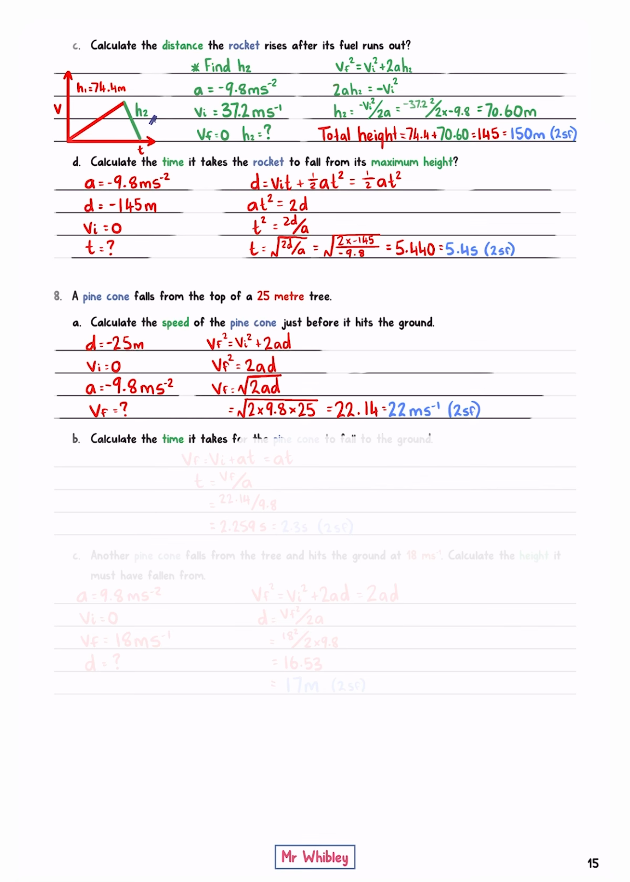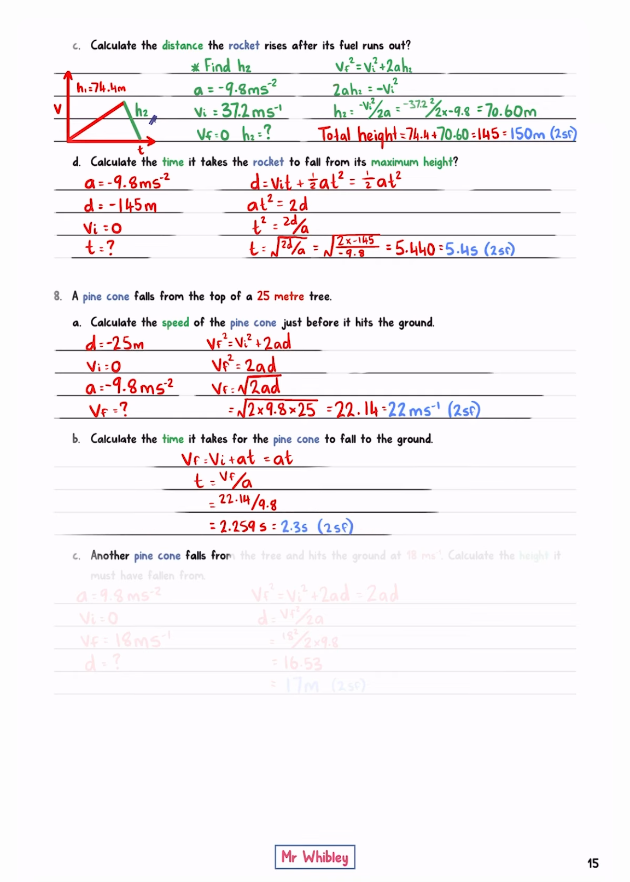Calculate the time it takes for the pine cone to fall to the ground. To do this, we can use this equation here, where because our vi is 0, this becomes at. We can solve for time by dividing both sides by the acceleration, put our numbers in, gives me 2.259, or 2.3 seconds to two significant figures.